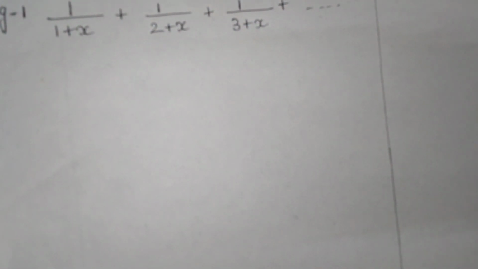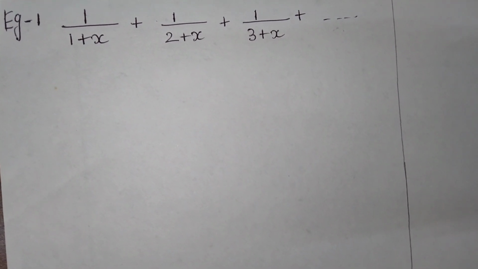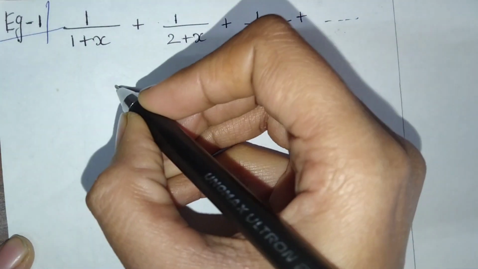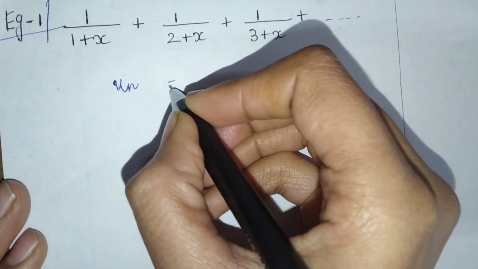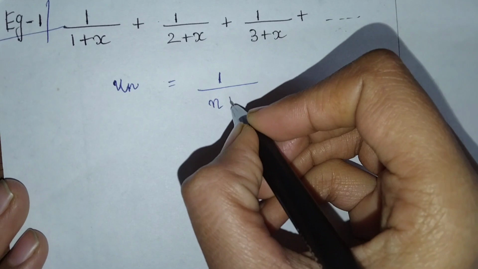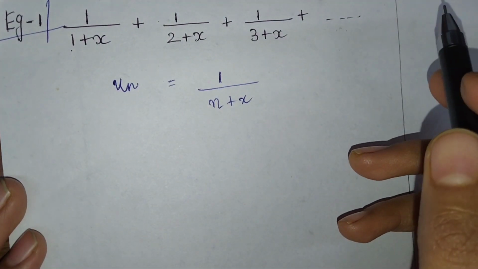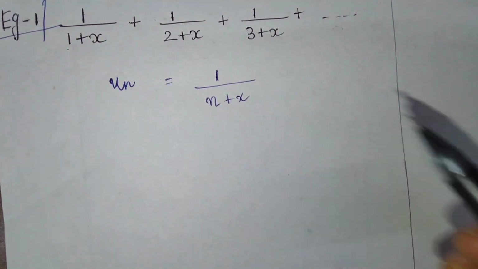Example 1. 1 upon 1 plus x plus 1 upon 2 plus x plus 1 upon 3 plus x up to infinity is given. Then how can we find Un? In this example, we can write Un equal to 1 upon n plus x, because here there are n terms 1, 2, 3 and so on.